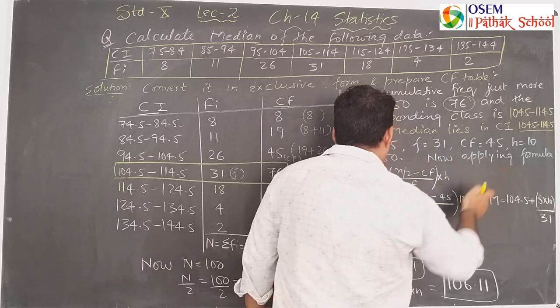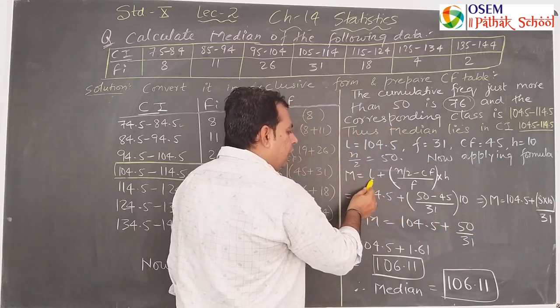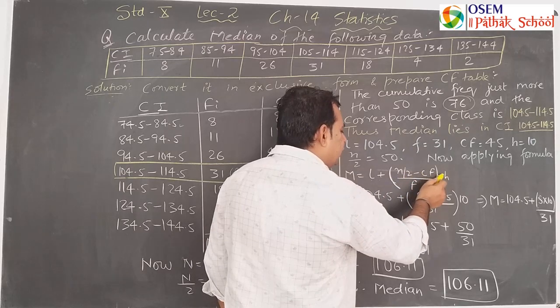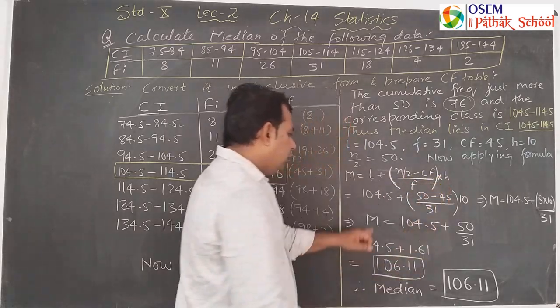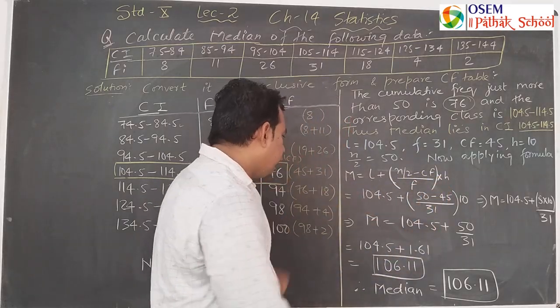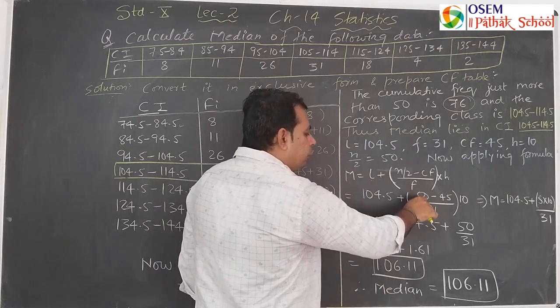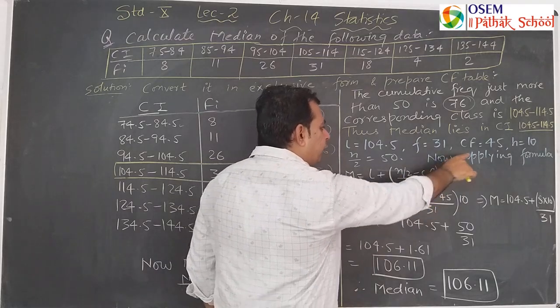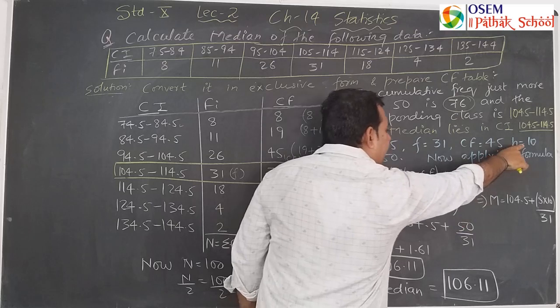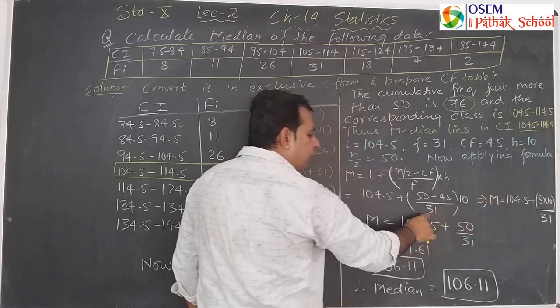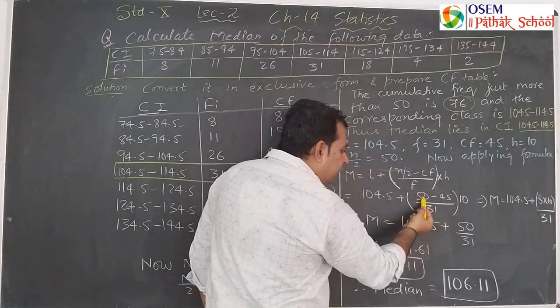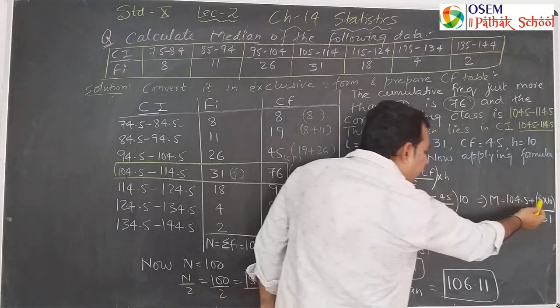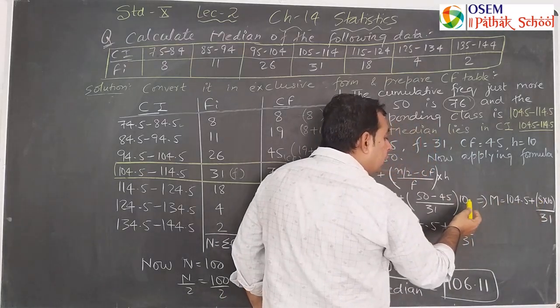Now applying the formula, median equals to L plus n by 2 minus CF upon F into H. The value of L is 104.5. n by 2 is 50. CF is 45. I have written over here. Class gapping is 10 and the frequency is 31. So 50 minus 45 will be 5 multiplied with 10.